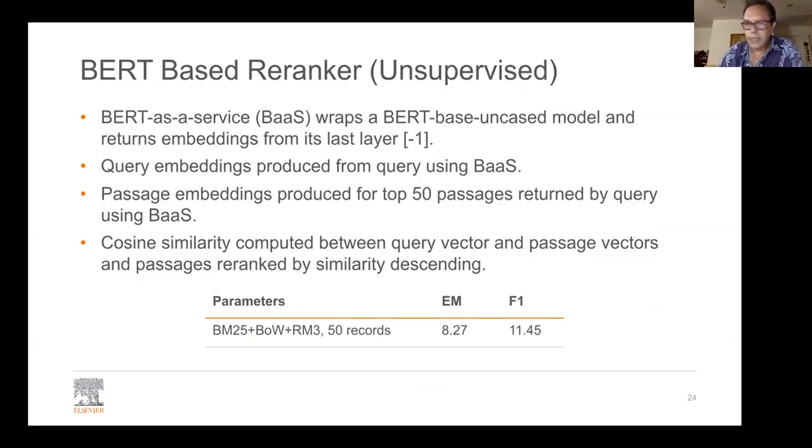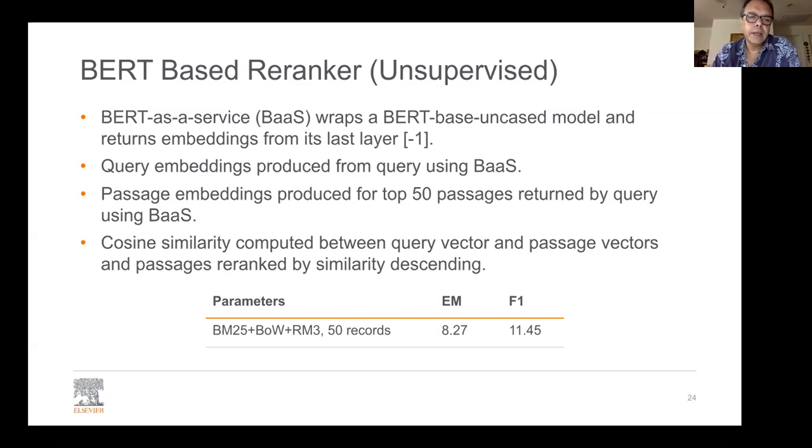We did various things, and each of these experiments is backed by many, many permutations. What you're seeing here is the best one that we got out of that set of experiments. The first thing we did was use BERT as a service to wrap a BERT-base uncased model that returns embeddings from its last layer. Essentially you send the query and produce an embedding using BERT as a service, then you send the passage text and also get an embedding.